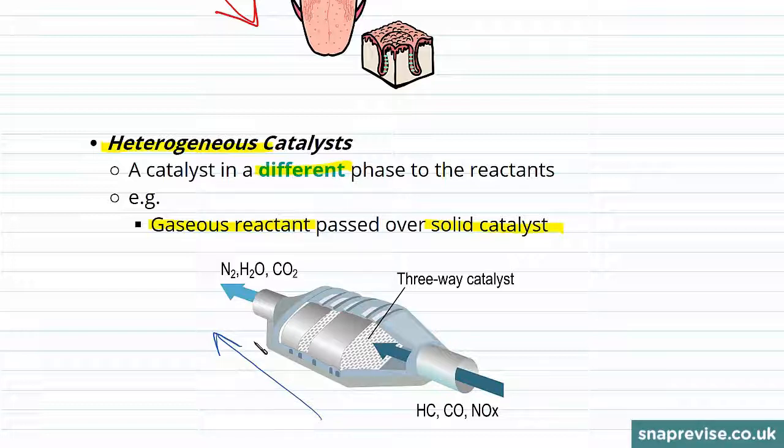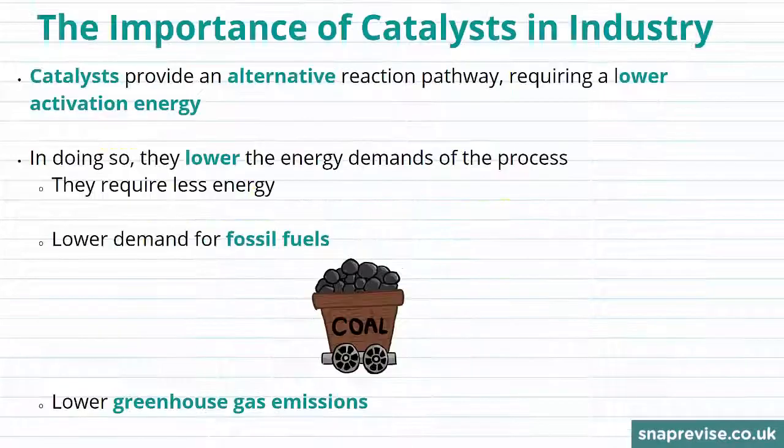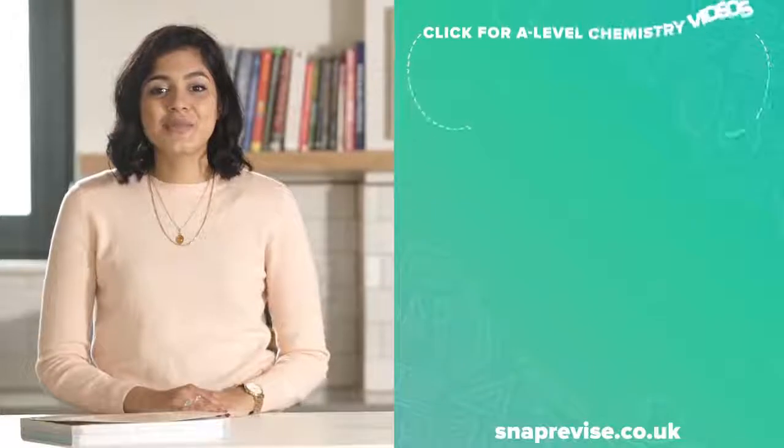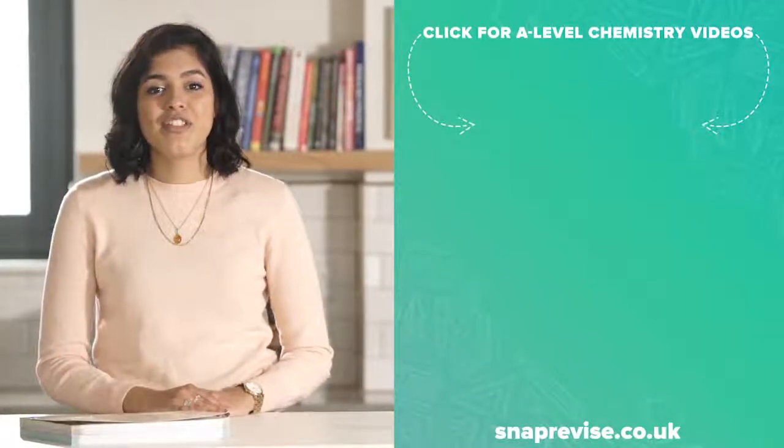So now I've had a look at different types of catalysts and how our catalysts work. Let's quickly review the importance of catalysts in industry, because catalysts are hugely important in the chemical industry. So as I mentioned, catalysts provide that alternative reaction pathway and they require a lower activation energy. Well, in requiring a lower activation energy, they lower the energy demand of the process, so the process requires less energy.